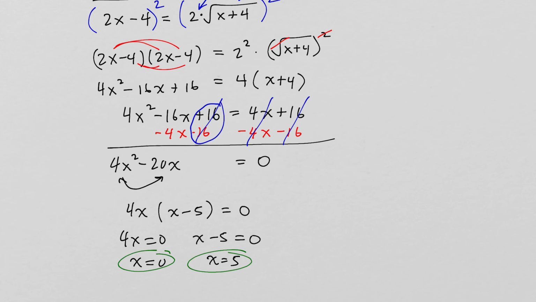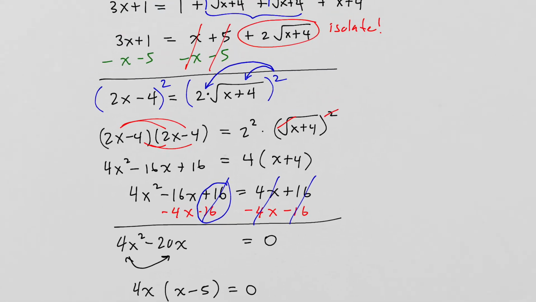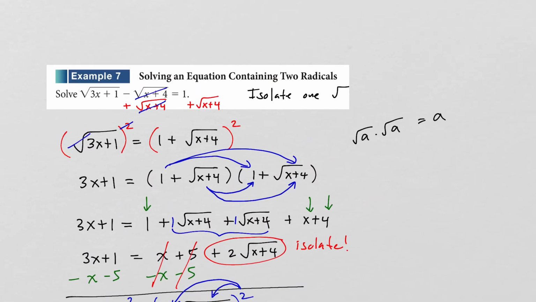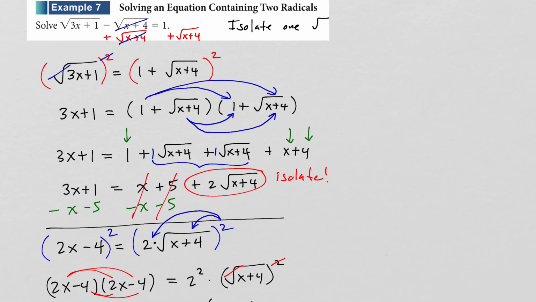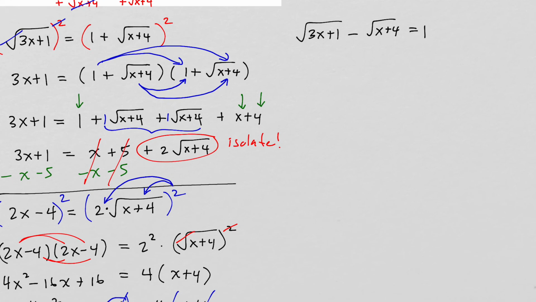Now we have to check those answers, right? So we're not quite done. So if I go all the way back to the beginning, which is way up here, let's make a little space here. I have the equation square root of 3x plus 1 minus the square root of x plus 4 is equal to 1. And I'm checking my two answers. One of the answers was x equals 0. So let's plug that in and check.